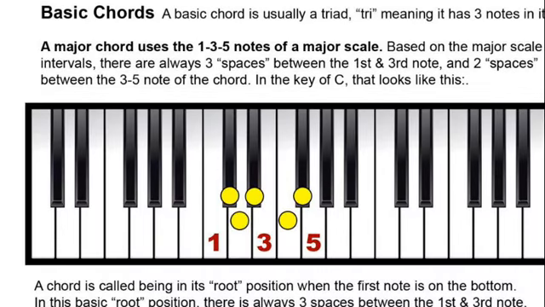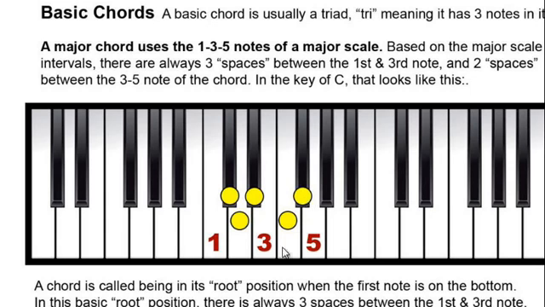Now, once you can play any major scale, it's very easy to play any major chord, because a major chord consists of the 1, the 3, and the 5 notes of the major scale. So 1, 2, 3, and then a half step, and then 5. So what that looks like is with any major chord which is in the root position, meaning that if you're playing a C, you're playing a C with your thumb, there are always 3 notes between the 1 and the 3 and 2 notes between the 3 and the 5.